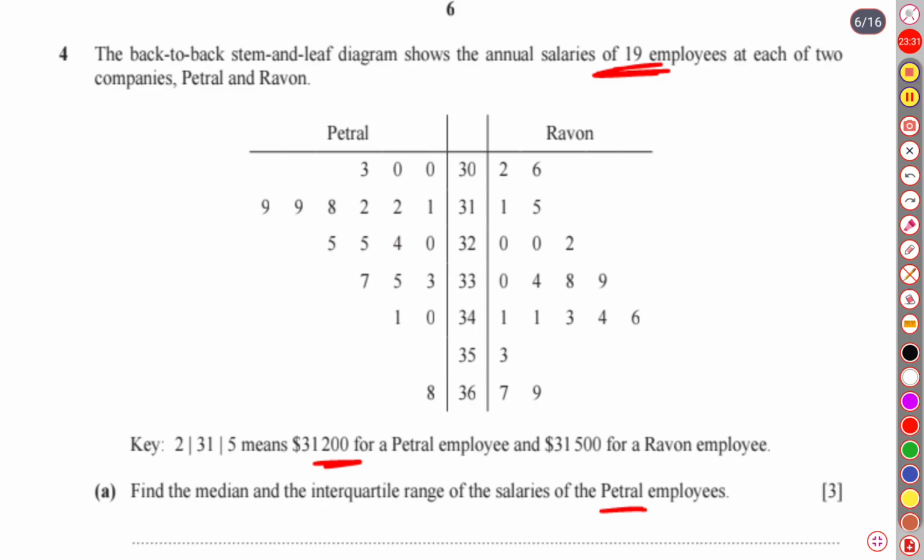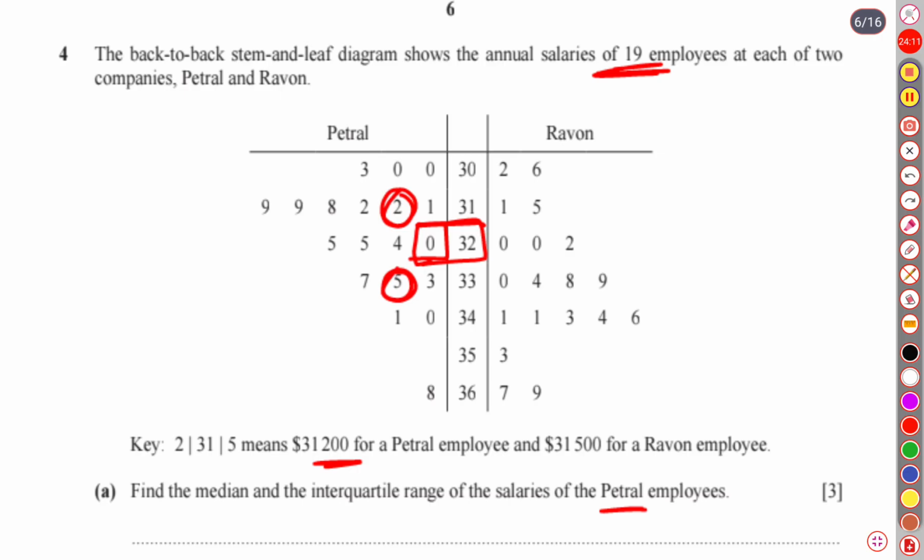So let's find it: 1 2 3 4 5 6 7 8 9 10. This is the median salary for petrol. So we have already got the median. Then the lower quartile, that means one fourth of the total quantities, will be the fifth one: 1 2 3 4, fifth. So this one is the lower quartile, whereas the 15th will be the upper quartile. So 5, 10, 15: 11 12 13 14 15, this is the upper quartile.